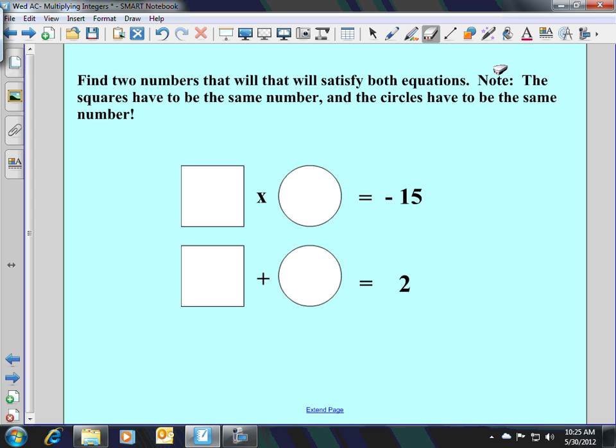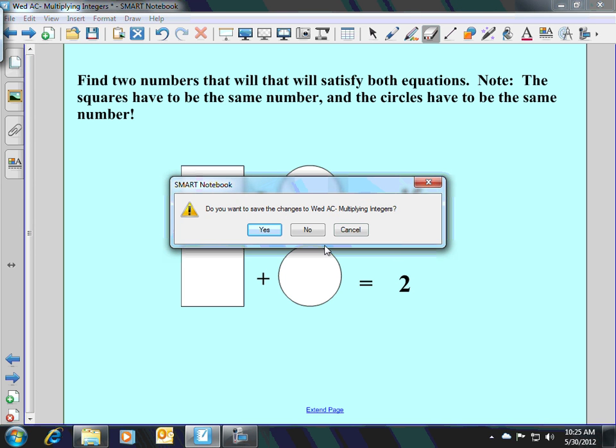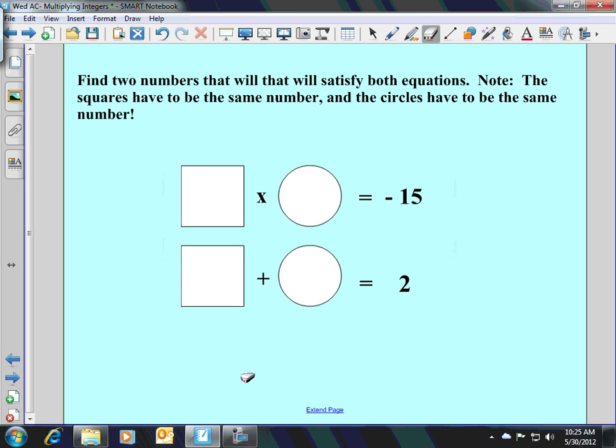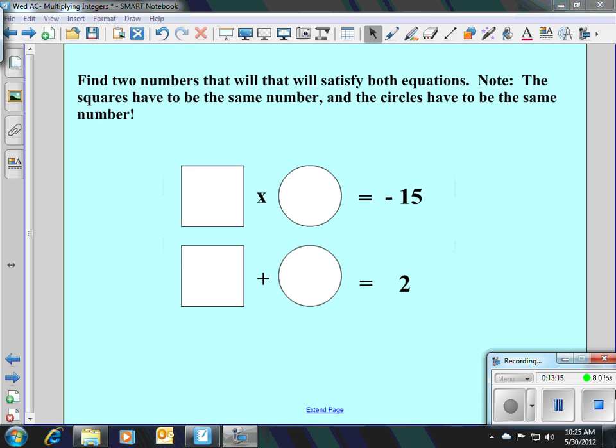Okay, that's it for today. Pardon me, I'm losing my train of thought. That's it for today. So tomorrow we'll do dividing integers.